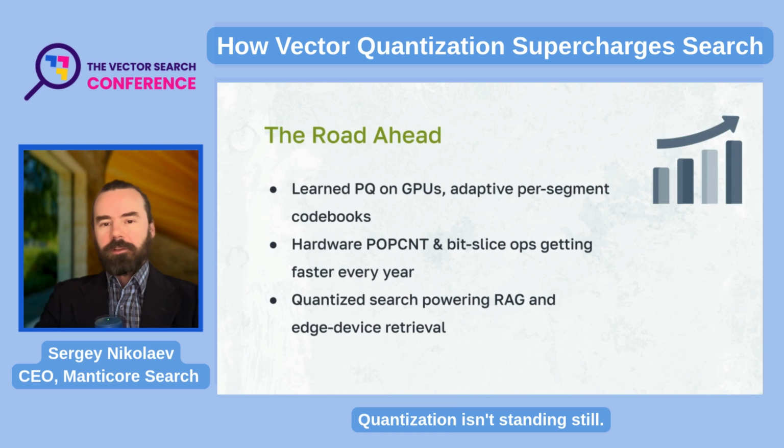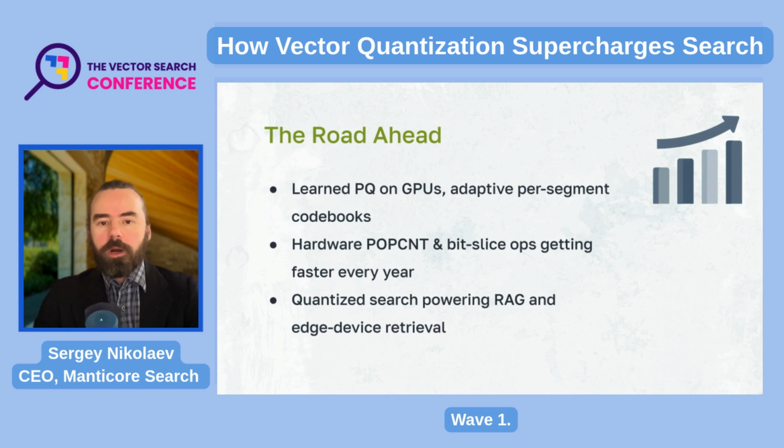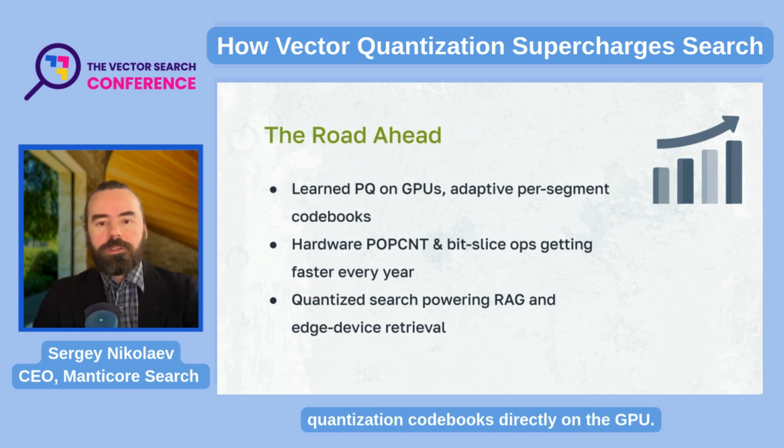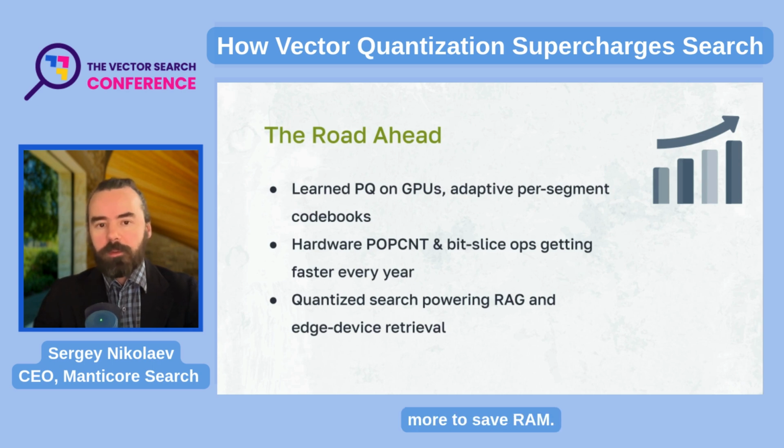Quantization isn't standing still. In fact, there are already 3 big waves on the horizon. Wave 1: learned PQ on GPUs. Libraries like FAISS and NVIDIA cuVS can now train product quantization codebooks directly on the GPU. That means they can crunch through billions of sample vectors in just minutes, not hours. And the next step, adaptive PQ. That's where each shard or segment learns its own codebook on the fly. So the hot parts of the data, the ones we search most often, can keep high recall, while the less used parts get compressed even more to save RAM.